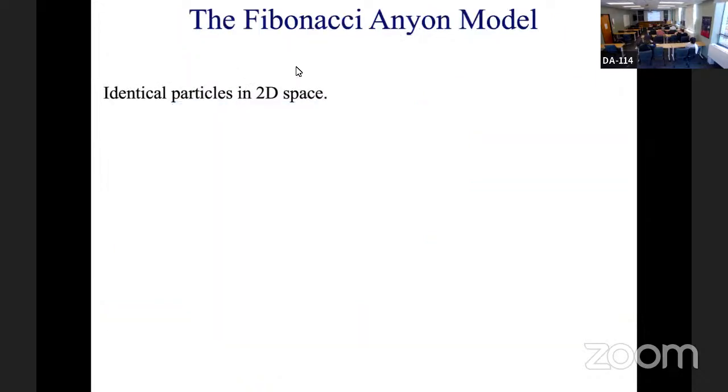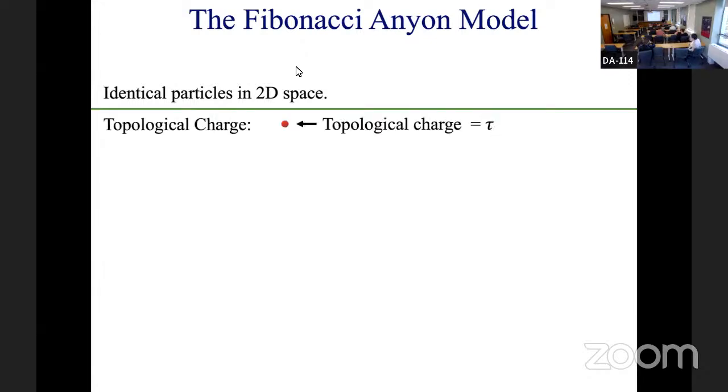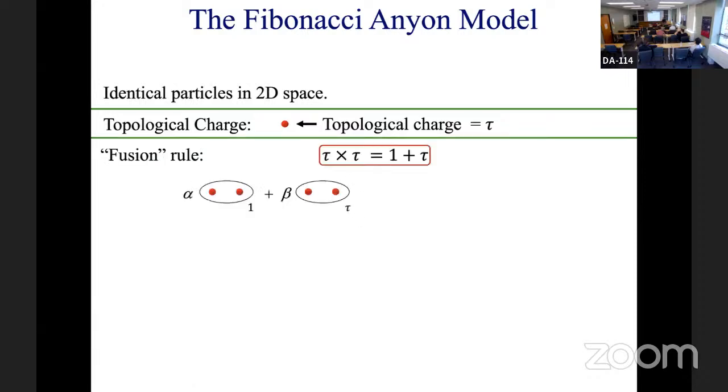So now let me get into Fibonacci anyons, which are a particular type of non-Abelian anyons. Again, these are identical particles in two space dimensions. They carry a quantum number, which we call topological charge. I think it is called different things in different literature, but for the purposes of this talk, I will call it topological charge. This dot is the topological charge of tau. So the theory basically has two sectors, one and tau: one is vacuum, and tau is a non-trivial topological charge.